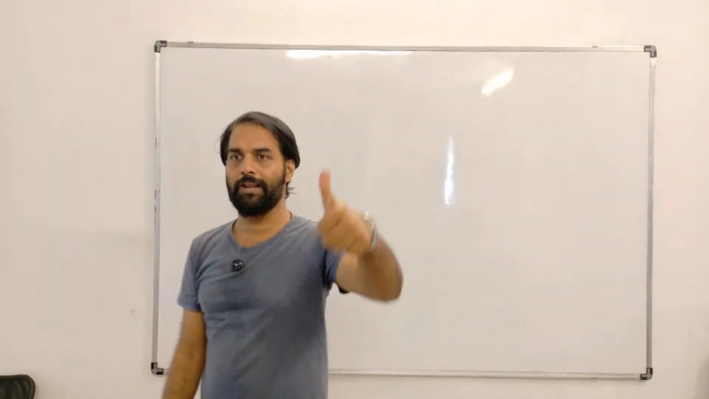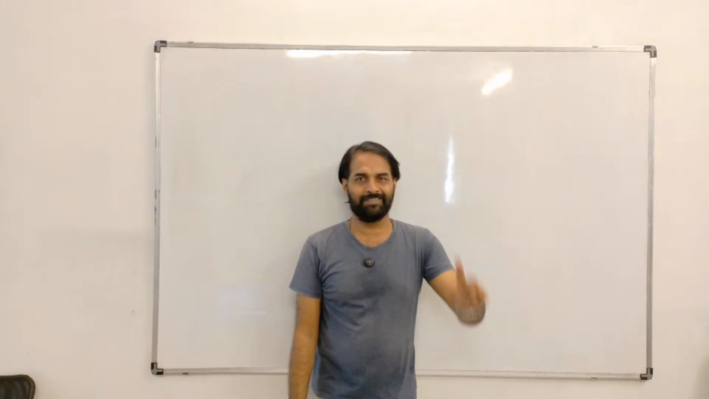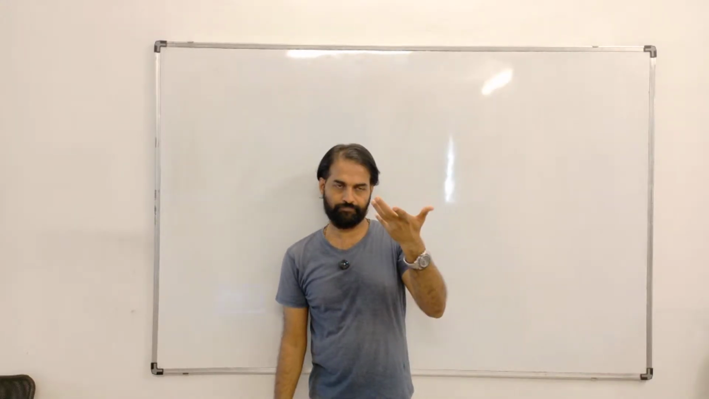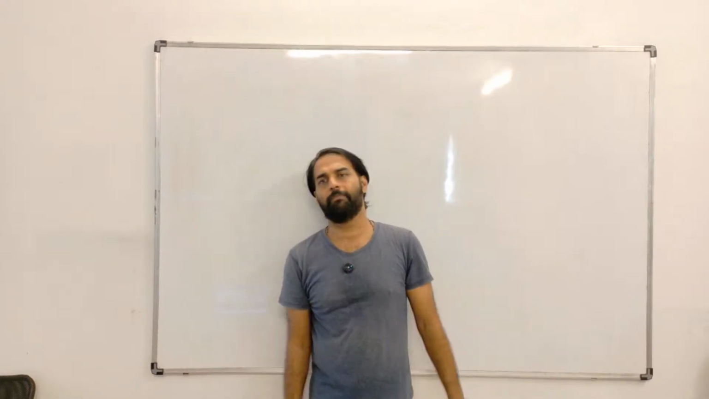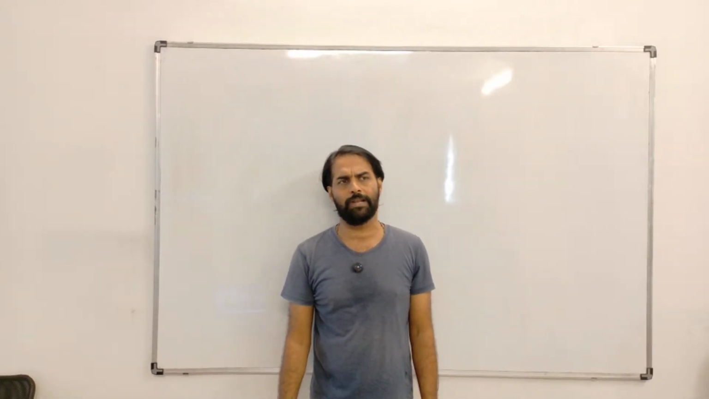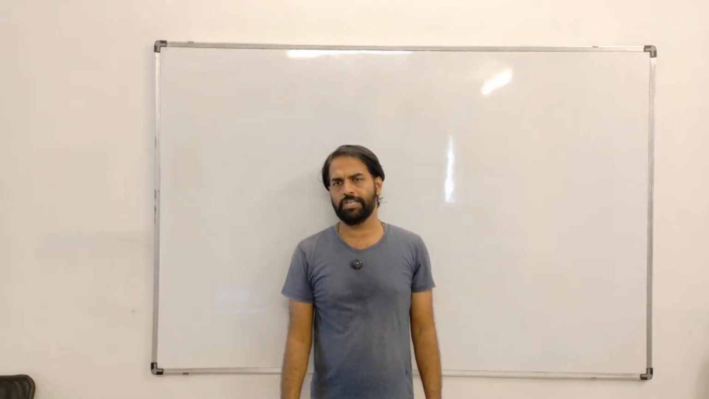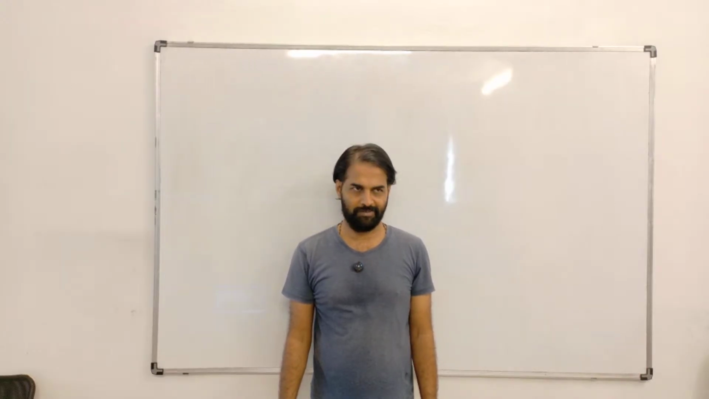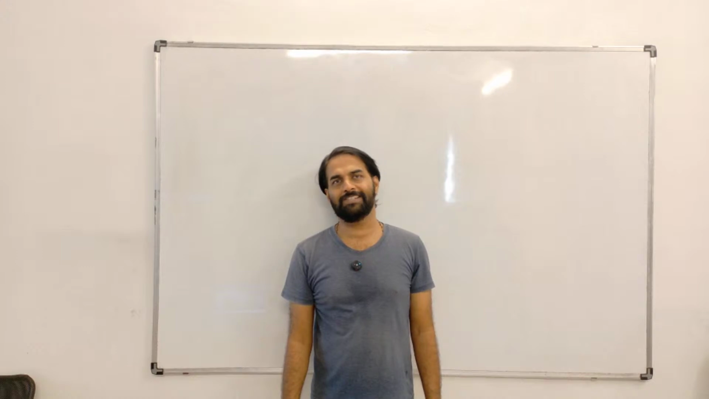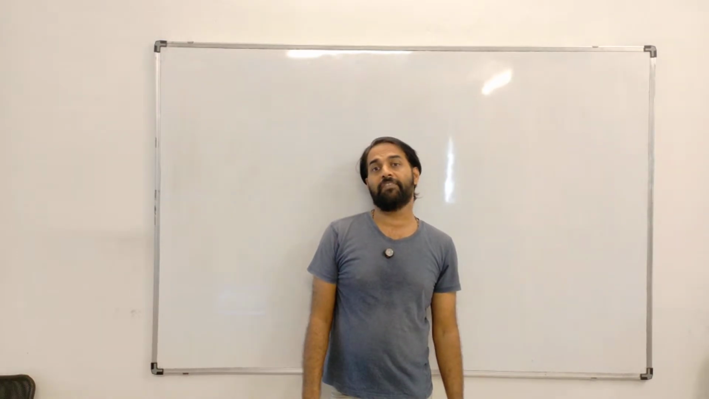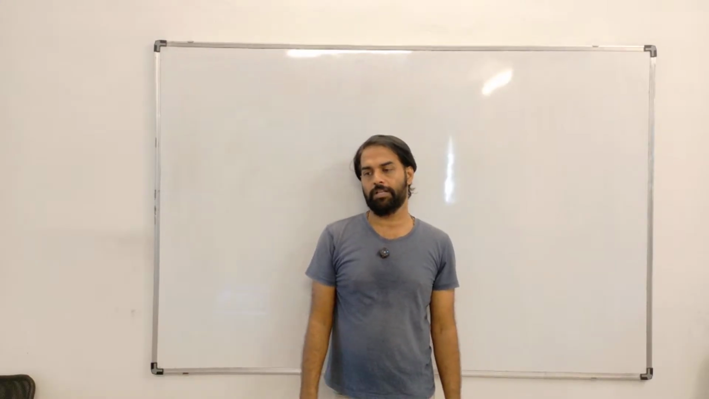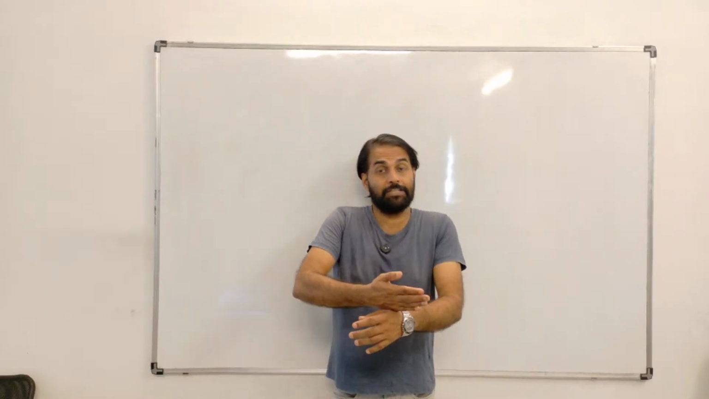Formula number 1 is v is equal to u plus at. Another formula is Sn, the displacement in the nth second: Sn is equal to u plus half a into 2n minus 1. That is the displacement in the nth second.